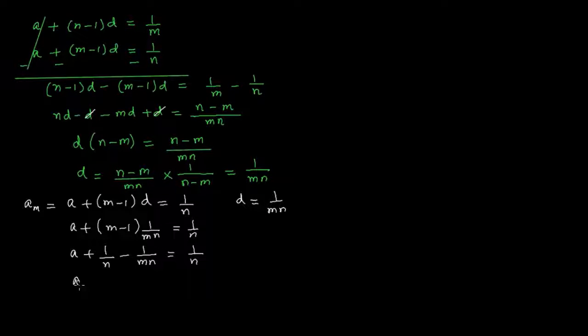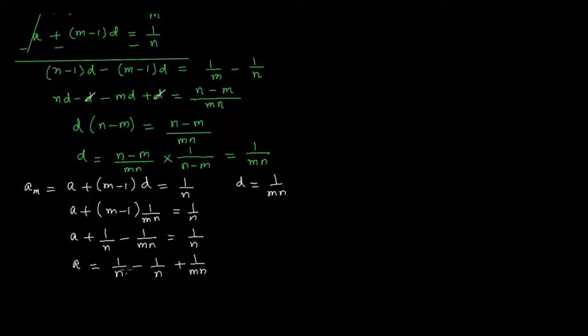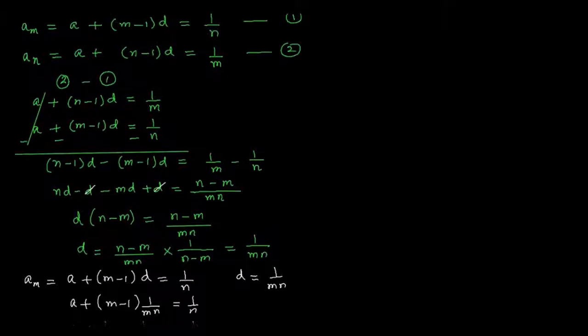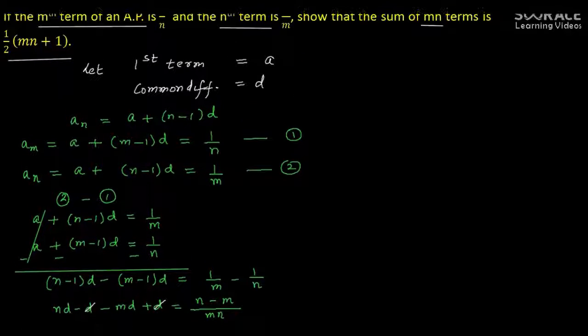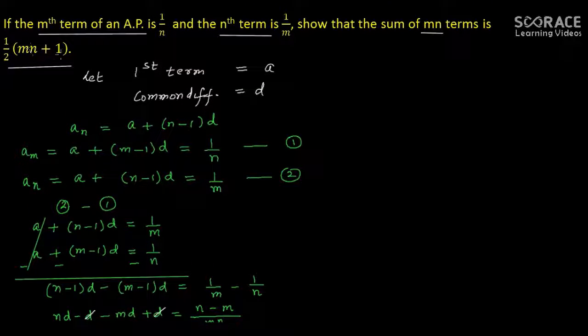Then A equal to 1 on n minus 1 on n plus 1 on mn. Here we can cancel out 1 on n and 1 on n, and we have A equal to 1 on mn. So, A is equal to D is equal to 1 on mn. Now we have the two major values, the first term as well as the common difference of this arithmetic progression, with which we can show that the sum of mn terms is equal to half times mn plus 1.